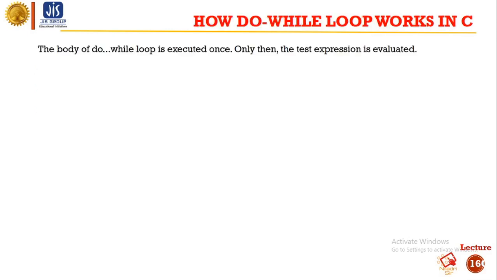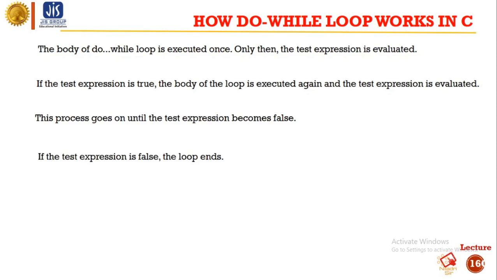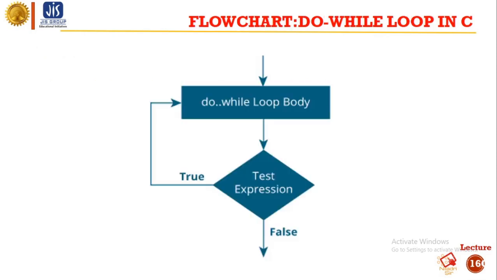So how does do while loop work? The body of do while loop is executed once. Only then the test expression is evaluated. If the test expression is true, the body of the loop is executed again and the test expression is evaluated. This process goes on until the test expression becomes false. If the test expression is false, the loop ends.